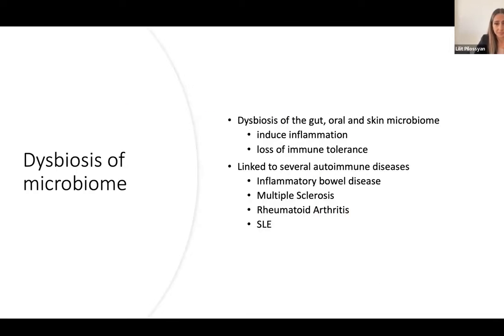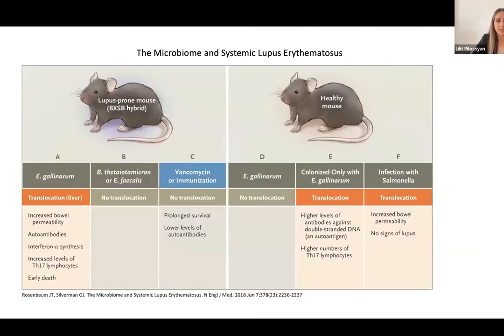So what happens, just a summary here. Dysbiosis of the gut, oral and skin microbiome, any disruption, can induce inflammation and cause loss of immune tolerance. And it's definitely linked to several autoimmune diseases, such as inflammatory bowel diseases primarily, multiple sclerosis, RA, and lupus. And here is the very, very interesting slide I wanted to talk about with that one pathobiont that we saw, E. gallinarum. So here, an interesting study was done where they had genetically lupus-prone mice who were inoculated with E.